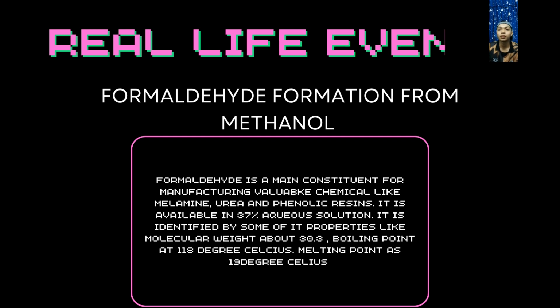In this example, I choose formaldehyde formation, which we get from a methanol compound. Formaldehyde is a main constituent for manufacturing chemicals such as melamine, urea, and phenolic resin. It is available in 37% aqueous solution. It is identified by some of its properties like the molecular weight about 30.03, boiling point at minus 19 degrees Celsius, and melting point at minus 92 degrees Celsius.